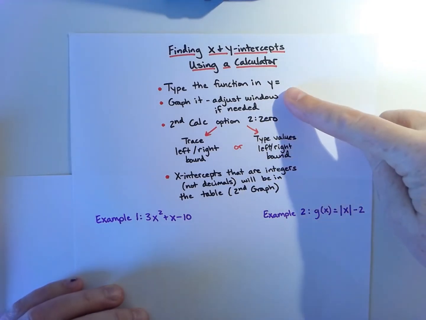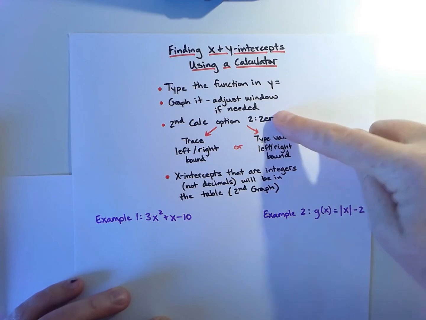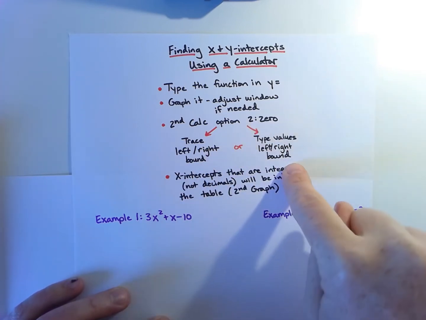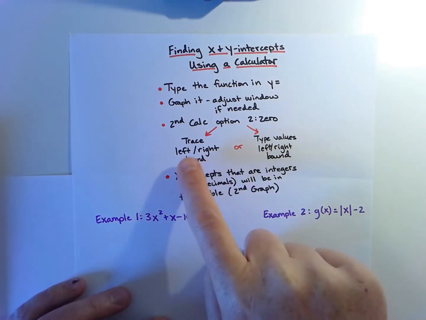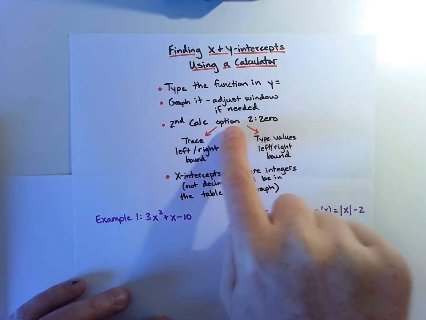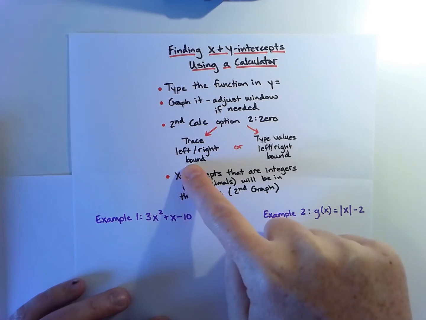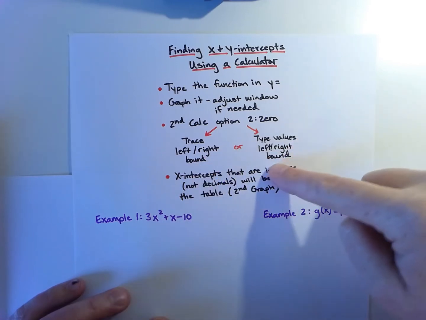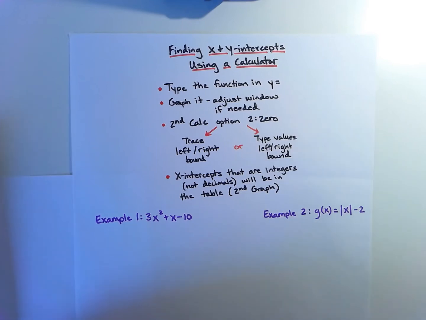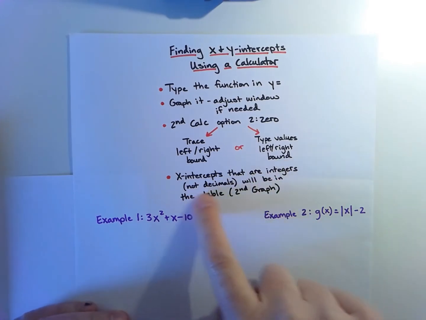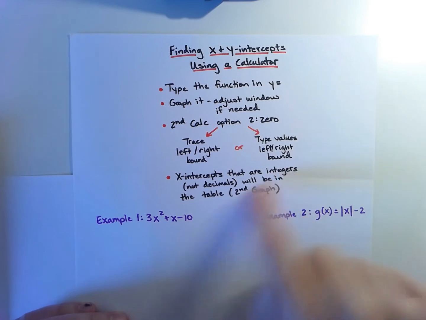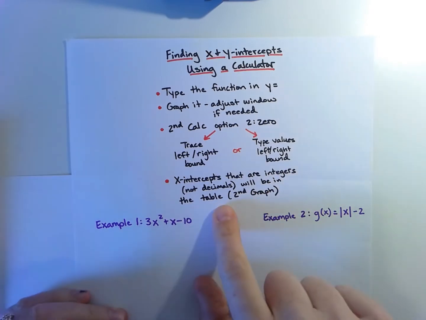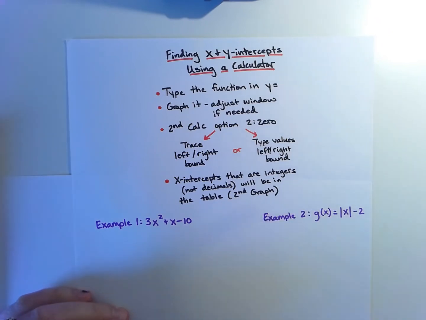You want to type the function in y equals. You want to graph it and adjust your window if you need to. Then there's two options I'll show you in just a second. You can either hit second calc option 2 and use the trace button on your calculator and go left and right bound, or you can type in values to go left and right bound. And then your x-intercepts that are not decimals, that are like integers, regular, clean numbers we could call it, will be in the table. So we'll check that as well.